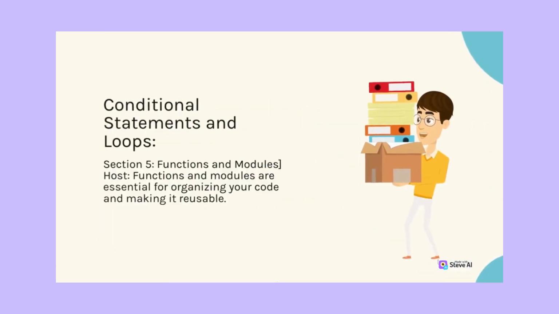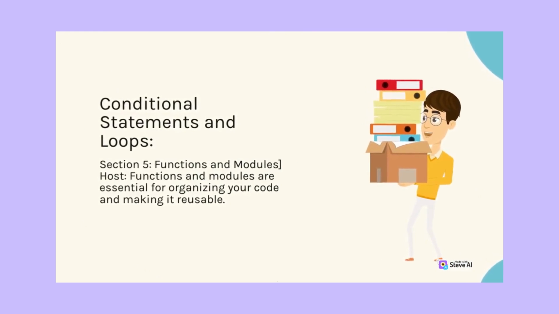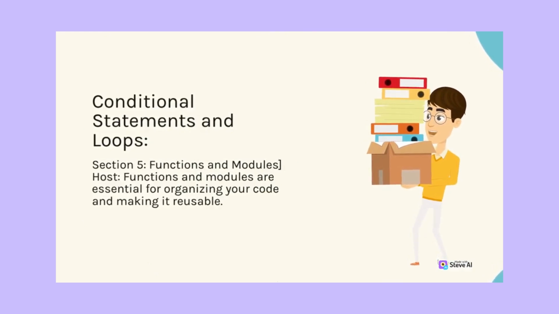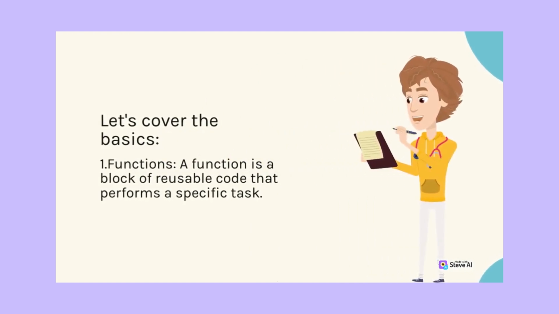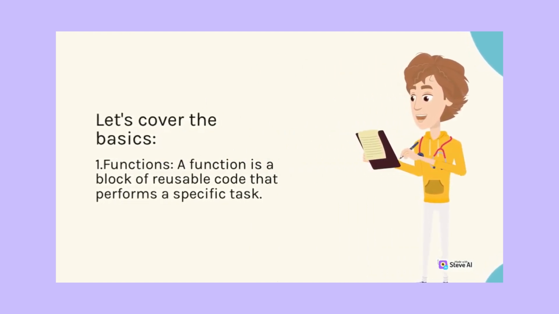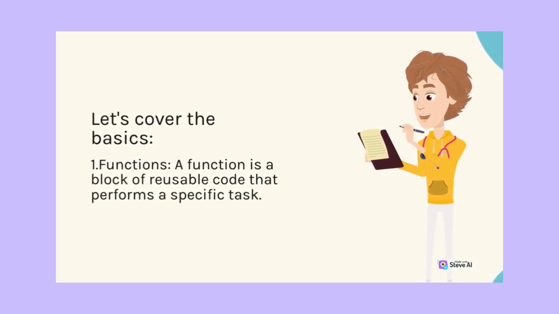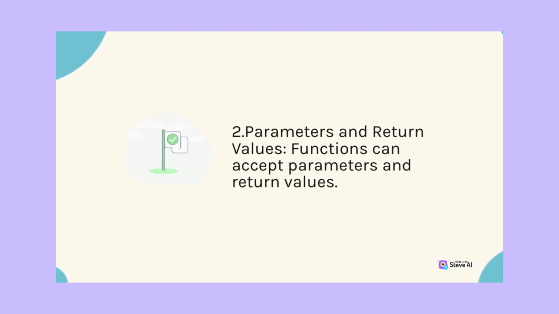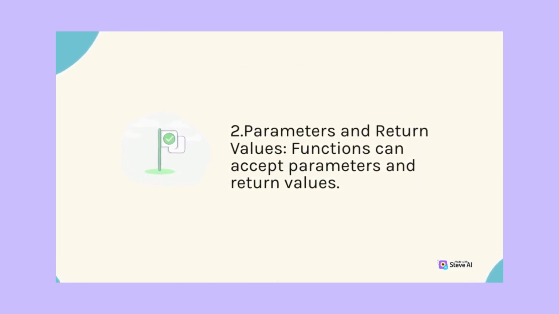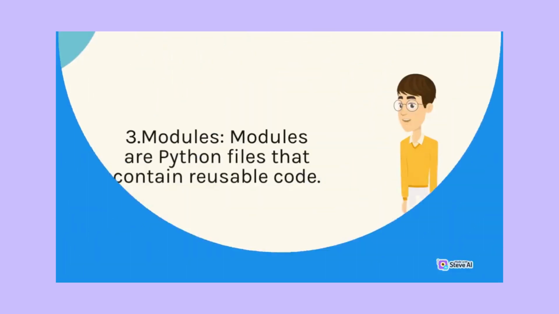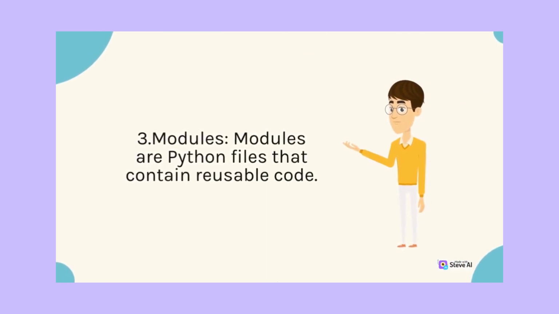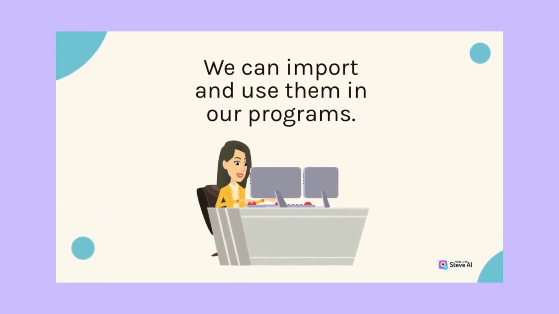Section 5, Functions and Modules. Functions and modules are essential for organizing your code and making it reusable. Let's cover the basics. 1. Functions. A function is a block of reusable code that performs a specific task. 2. Parameters and return values. Functions can accept parameters and return values. 3. Modules. Modules are Python files that contain reusable code. We can import and use them in our programs.